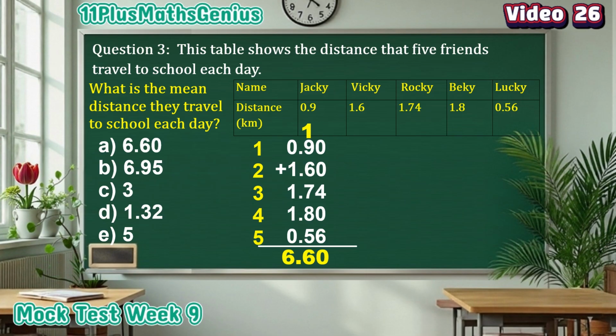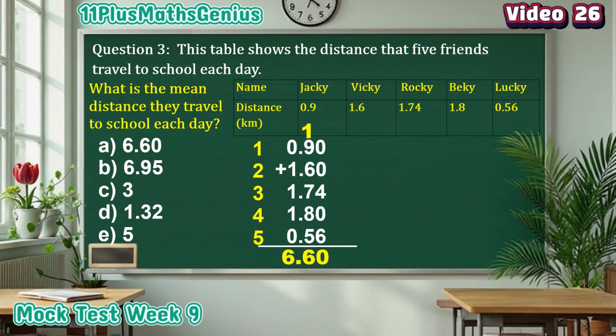I'll do it slightly differently here. I'll add my carry forward 1 to 9, which is 10, then plus 6 is 16, plus 7 it's 23, plus 8 it's 31, plus 5 it's 36. So we put down our 6 and carry forward our 3, and then 1 plus 1 plus our 3 is 6. So they travel a total distance of 6.60 kilometers.